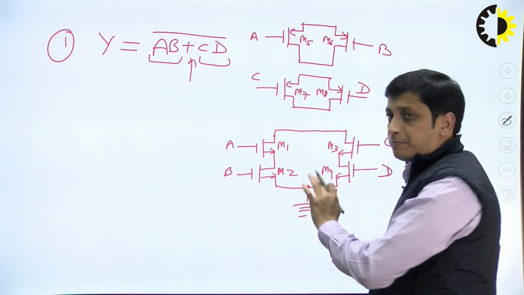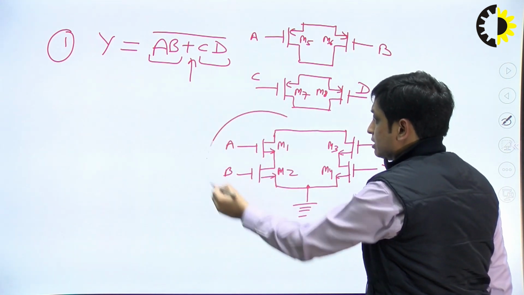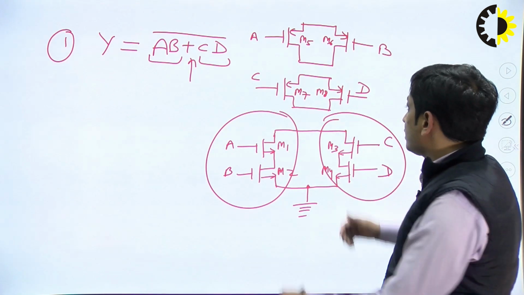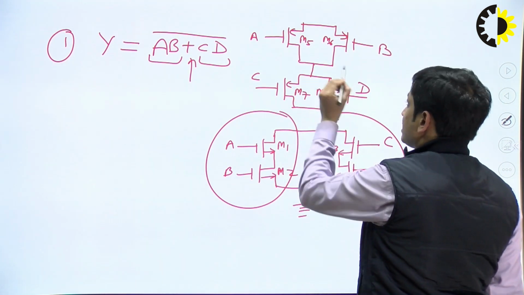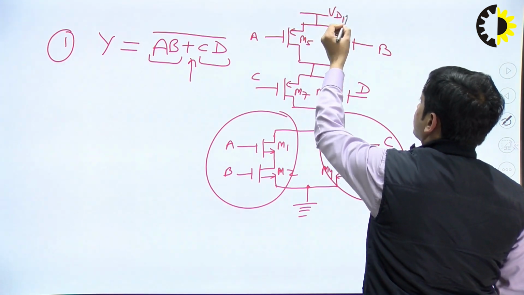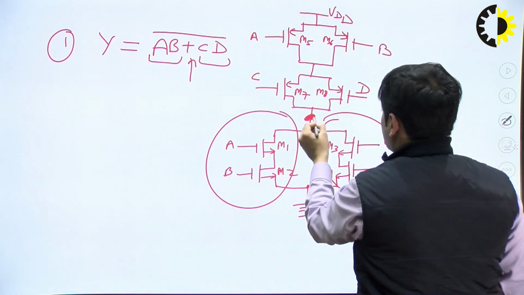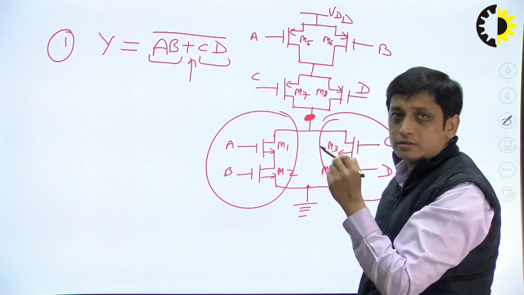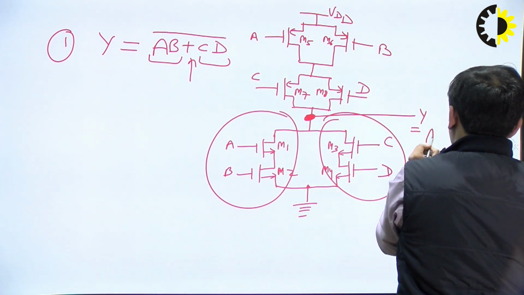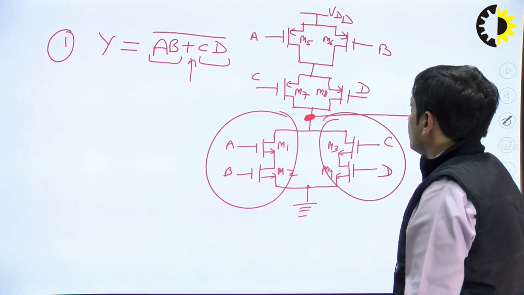And both the sections in the pull down network, this left side section and right side section, are in parallel. So in the pull up network, these two sections will be in series, and obviously the source of the PMOS will be at higher potential, that is VDD, and the pull up and pull down networks will be connected, and from here where I have marked this dot, we will get the output Y, and this Y will be equal to AB plus CD whole bar.